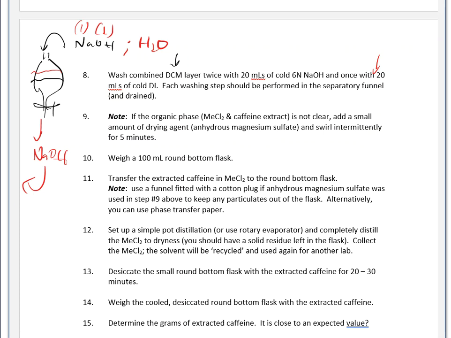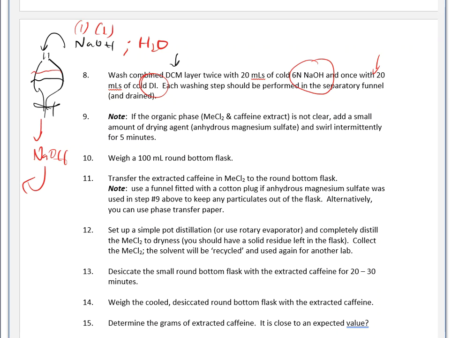What we're doing here with the sodium hydroxide and the water, I want you to think of as a cleanup stage. Not everything is just caffeine in the methylene chloride. The methylene chloride is an organic solvent, and it will bring with it many things. Caffeine is one of them. So we're just trying to get rid of some of these extraneous little things that are coming along for the ride. So the sodium hydroxide and the water is going to help that cleanup process to happen.